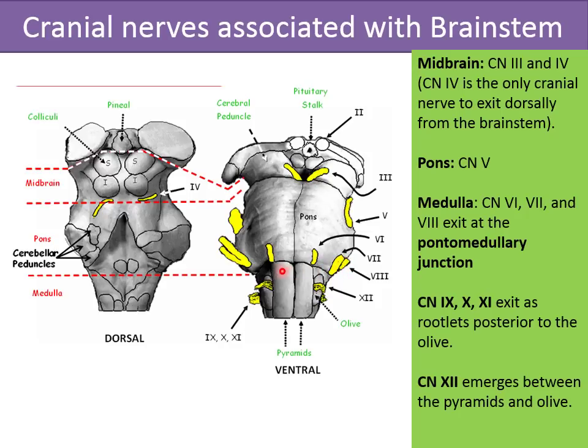And then as we move into the medulla, we can see rootlets of cranial nerves 9, 10, and 11 exiting posterior to the olive. And then cranial nerve 12, which is involved in tongue movement, emerges between the pyramids. This is the medullary pyramid and the olive.